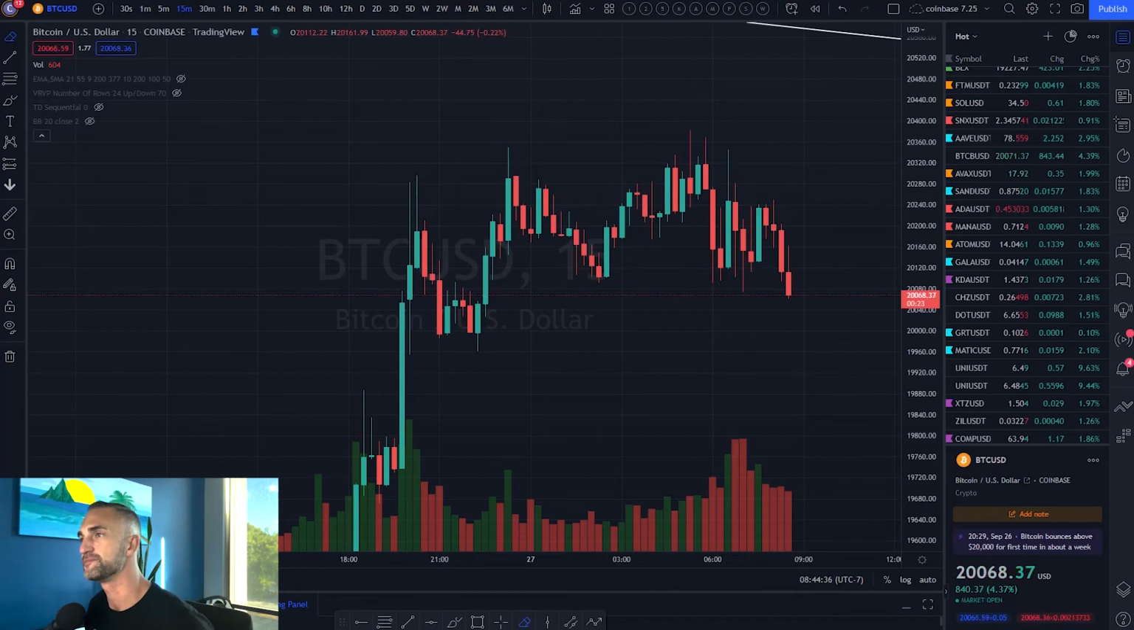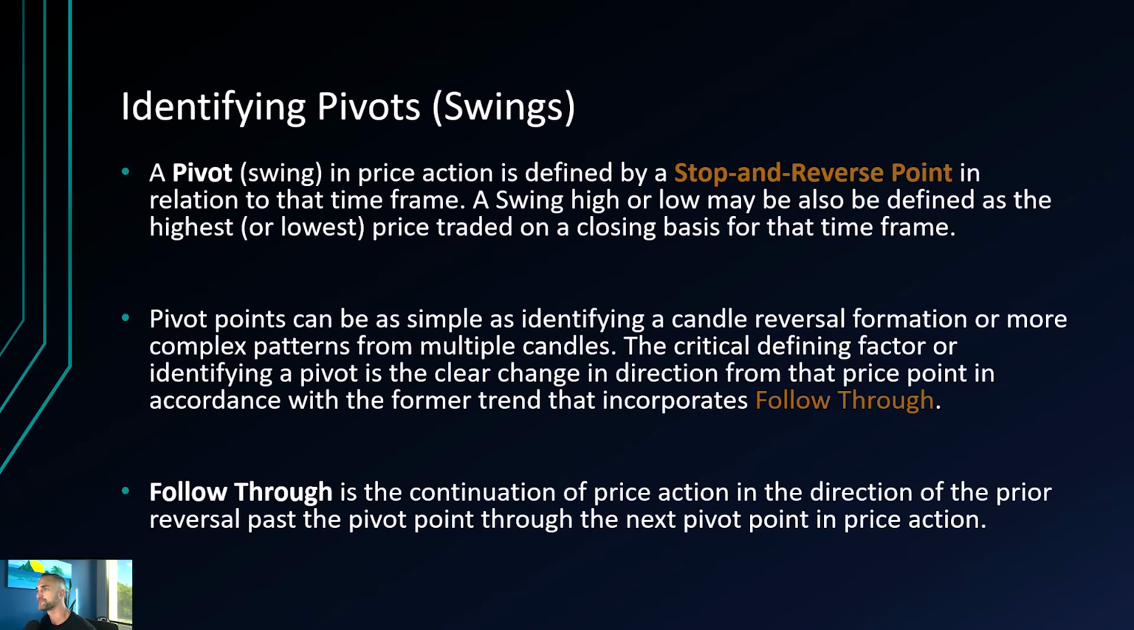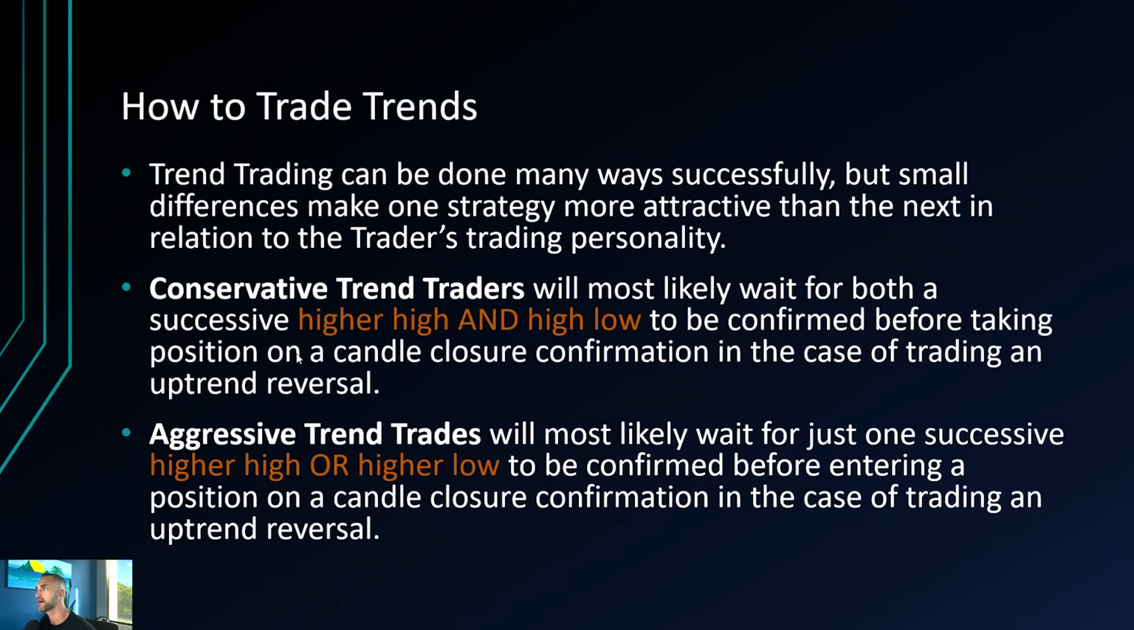All right, so we've been talking about pivots, identifying swing highs and swing lows. Hopefully that was enough on that. Now, how to trade trends, right? So we talked about identifying swing highs, swing lows, uptrends, downtrends, and how do we trade the trend? Well, trend trading can be done many ways successfully, but small differences make one strategy more attractive than the next in relation to the trader's personality.